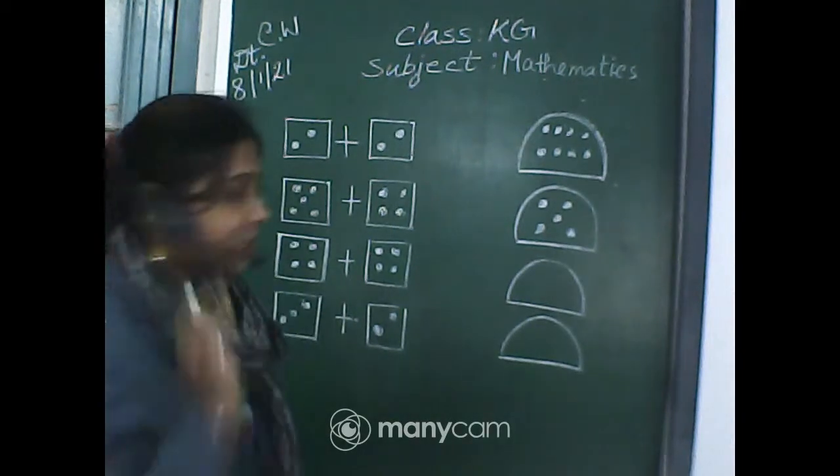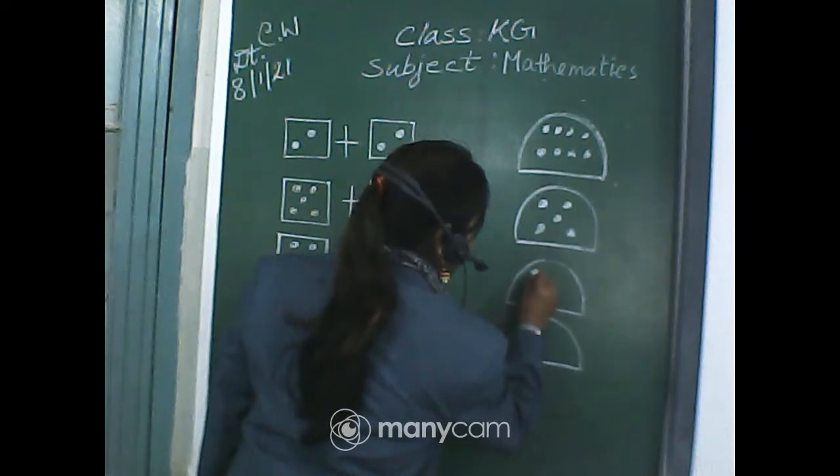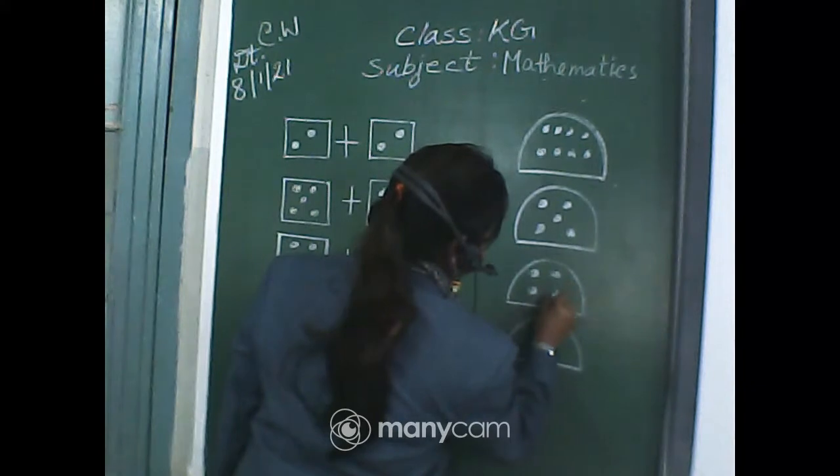Now next, number third, you should draw 4 dots. 1, 2, 3, 4.